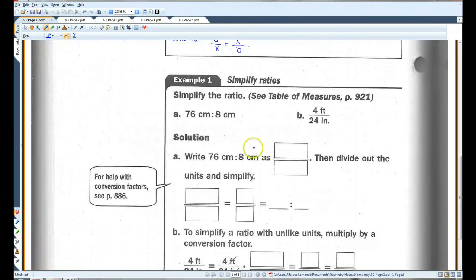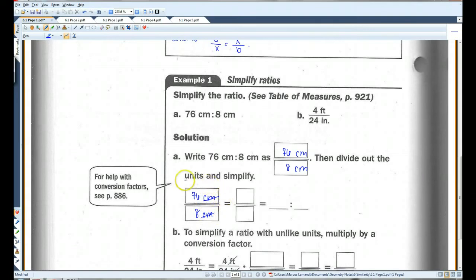Alright, example 1, simplify the ratio. 76 to 8. Alright, we're going to write 76 centimeters to 8 centimeters like this. I'll write it down here also. 76 to 8. The centimeters cancel out.